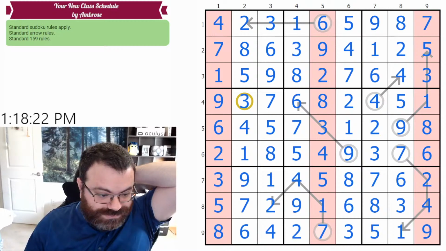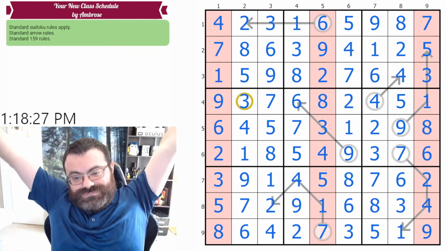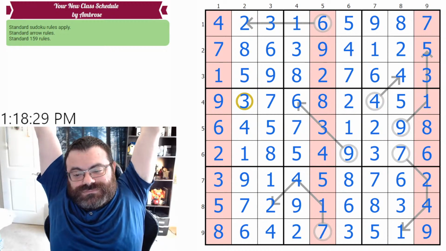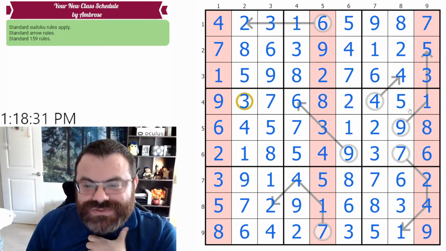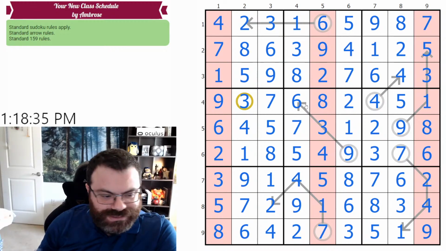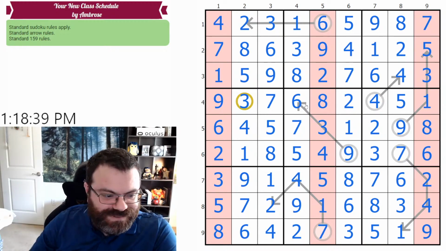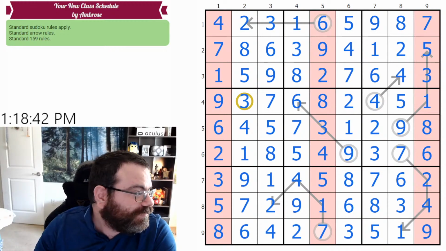Nice puzzle, Ambrose. Well, I did kind of use it earlier in the solve, but maybe not necessary. Very cool. Thanks, Ambrose.